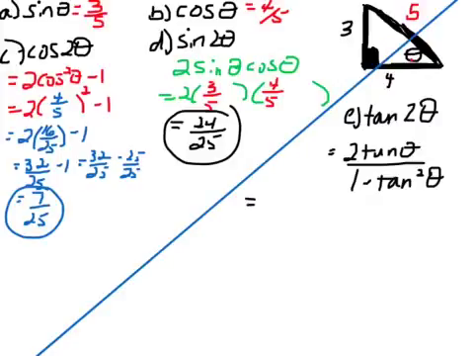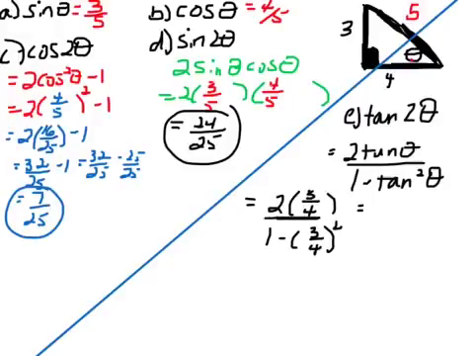Okay, so now we could just go to the right triangle and figure out the tangent, or we could put the sine value over the cosine value. It'd probably be easier to go to the right triangle because tangent is just opposite over adjacent, right? So it's 3/4. So it's 2, and tangent theta is 3/4, and then over 1 minus 3/4 squared, because you just plug it in for tangent theta and square it. And so you just do the math on that.